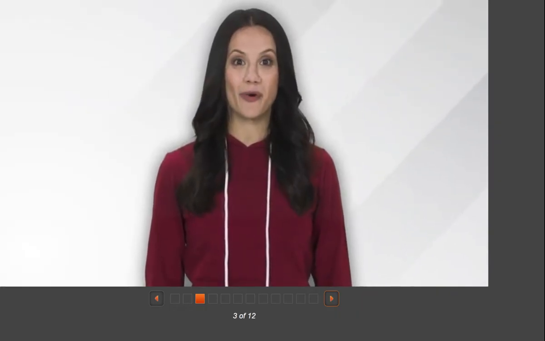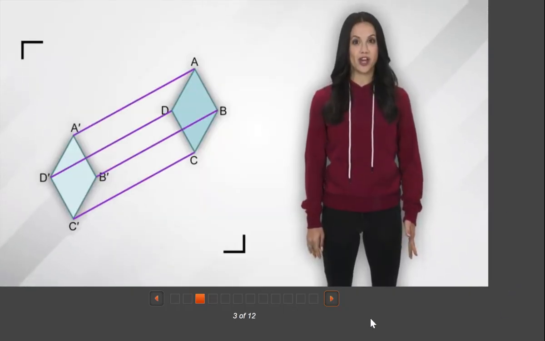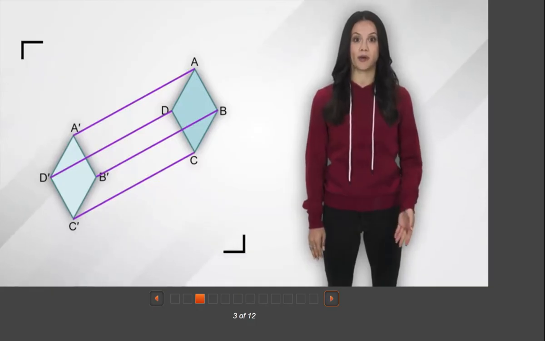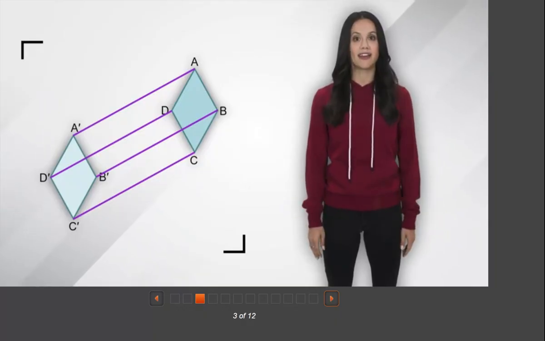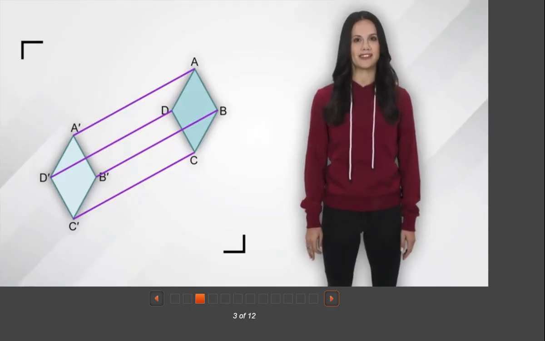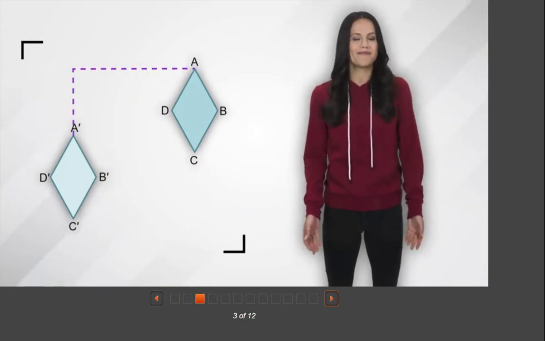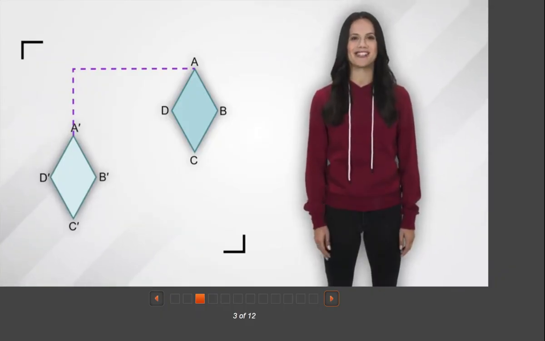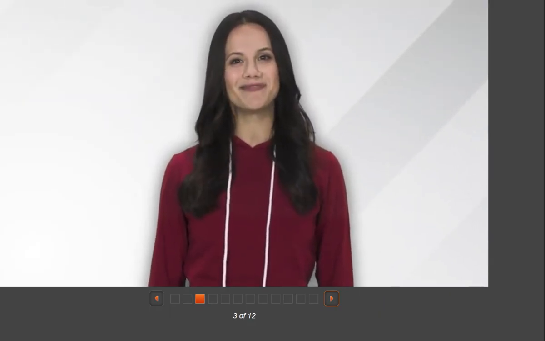Now, there's one other important piece to keep in mind about translations. When I connect the vertices of the image and the pre-image, you're going to notice an important pattern. First of all, these line segments are the same length, and that's because each point moves the same distance. Also, these lines are all parallel. That's because each point moves in the same direction. You can also map how these points move. Point A moves to the left and then down to become A prime. And the same pattern applies to all the other vertices. Next, you're going to examine translations more.